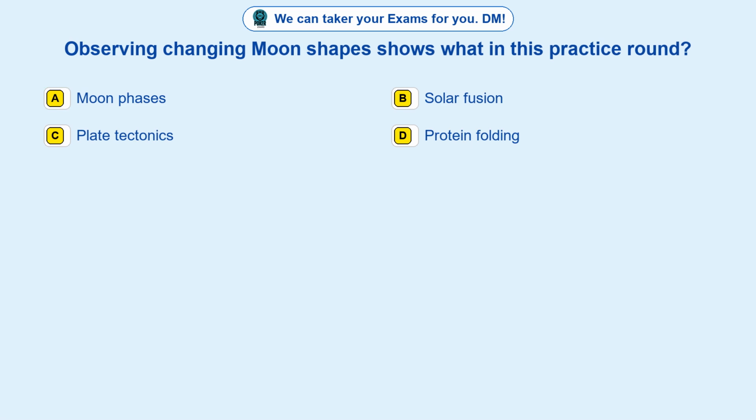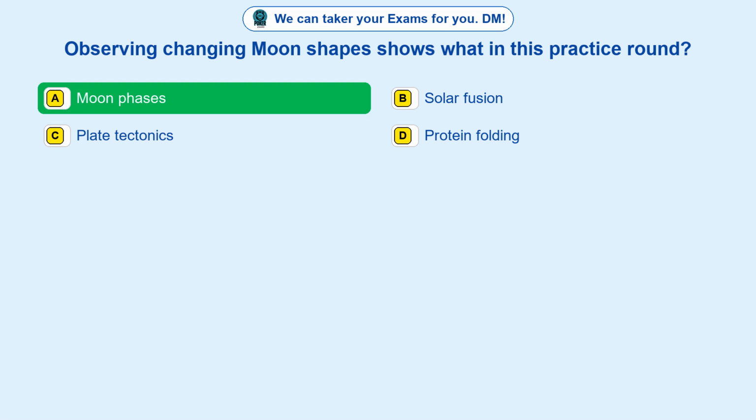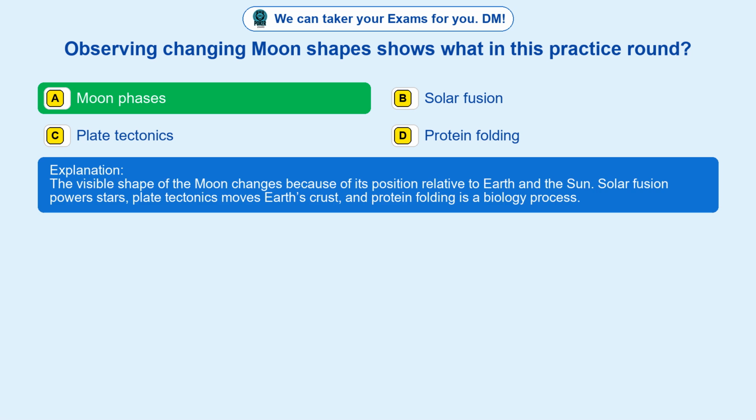Question 90. Observing changing moon shapes shows what in this practice round? Option A, moon phases. Option B, solar fusion. Option C, plate tectonics. Option D, protein folding. The correct answer is option A. Moon phases. The visible shape of the moon changes because of its position relative to Earth and the Sun. Solar fusion powers stars, plate tectonics moves Earth's crust, and protein folding is a biology process.